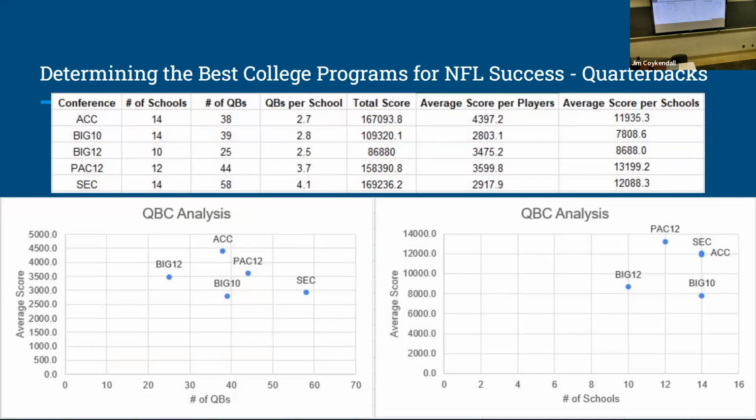Here we're looking at the best conference for producing quarterbacks. We have our 5 Power 5 conferences. How many schools are in them? How many quarterbacks do they produce? The quarterbacks, how many quarterbacks they had per school, total score, average score per player, and average score per school. So here, this one uses average score per player. We can look at how many quarterbacks each conference produced and the average score for those quarterbacks. And then on the right, same thing, but it's number of schools as opposed to number of quarterbacks. This is a good measure of both quantity and quality, so we can see which conference is doing both.